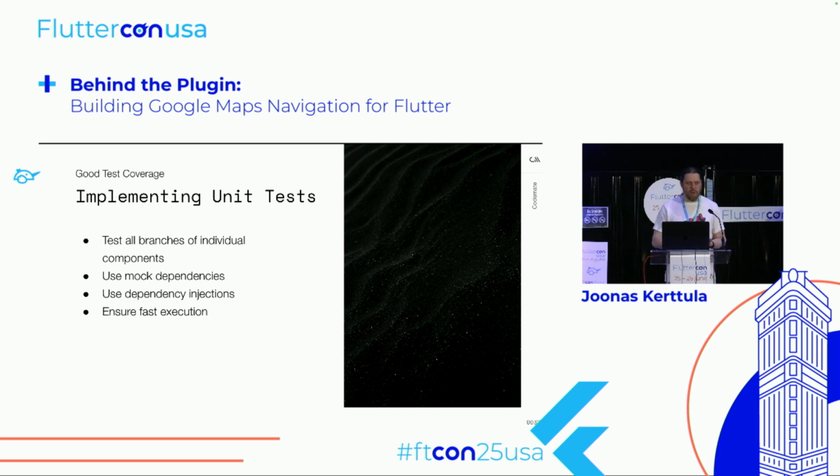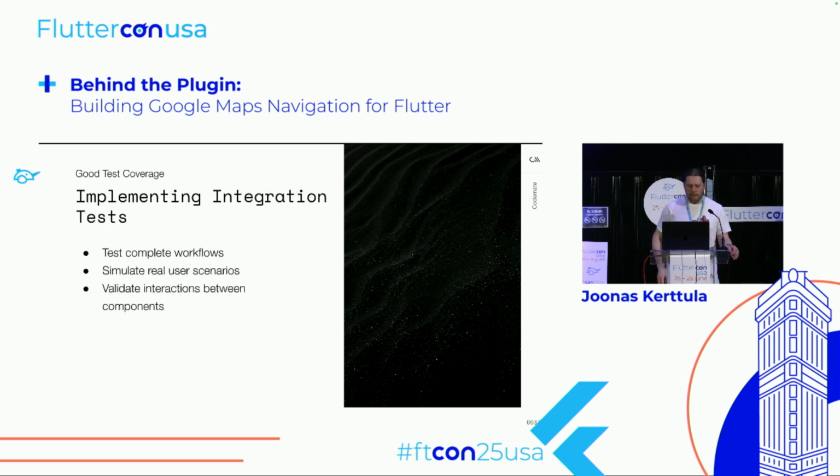So for unit tests, we have implemented all the branches of all individual components. We use mock dependencies where it's needed and dependency injections when available. And using unit tests, it ensures fast execution instead of using integration tests for everything. And for integration tests, we test complete workflows and simulate real user scenarios.